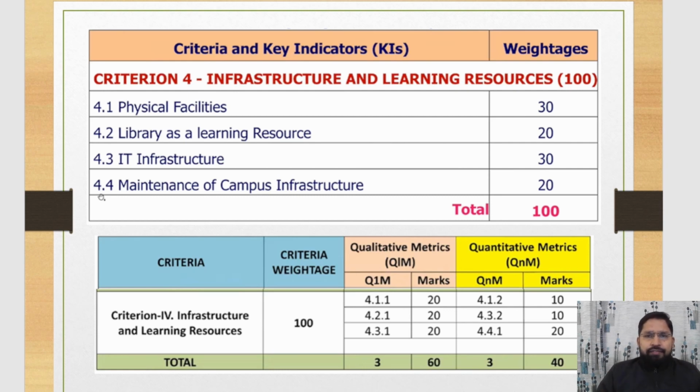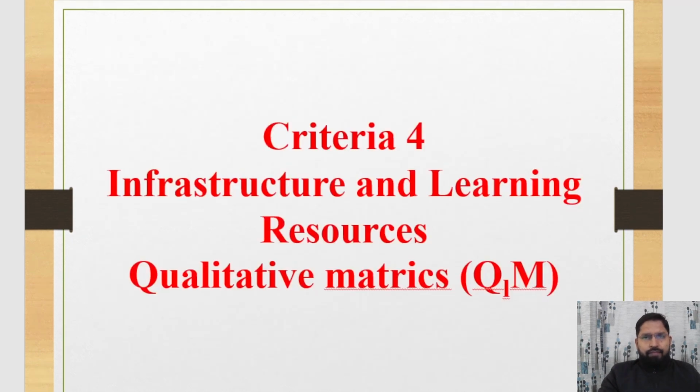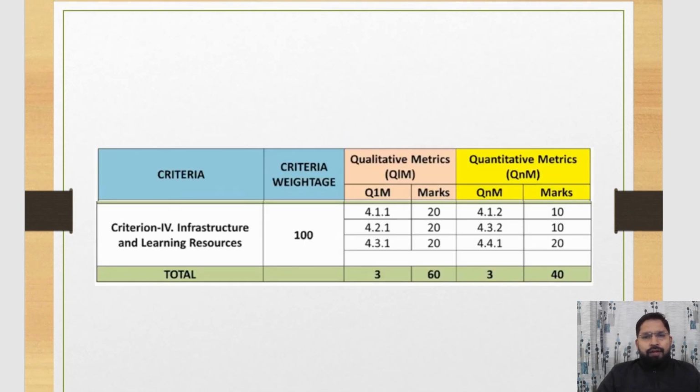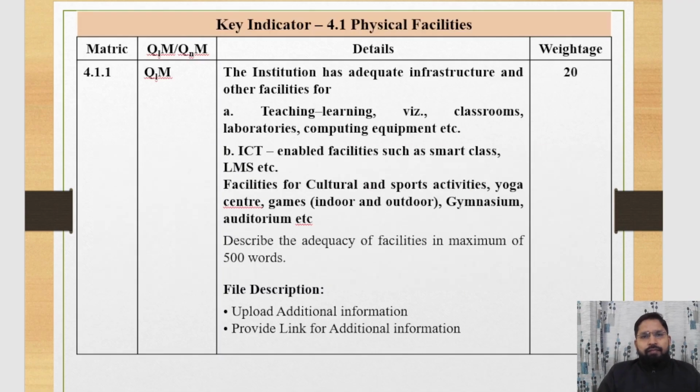In this Criteria 4, first we discuss the qualitative metrics. Then after, we will discuss the quantitative metrics. Now discuss the qualitative metric 4.1.1. This is a qualitative metric. The weightage of this qualitative metric is 20.